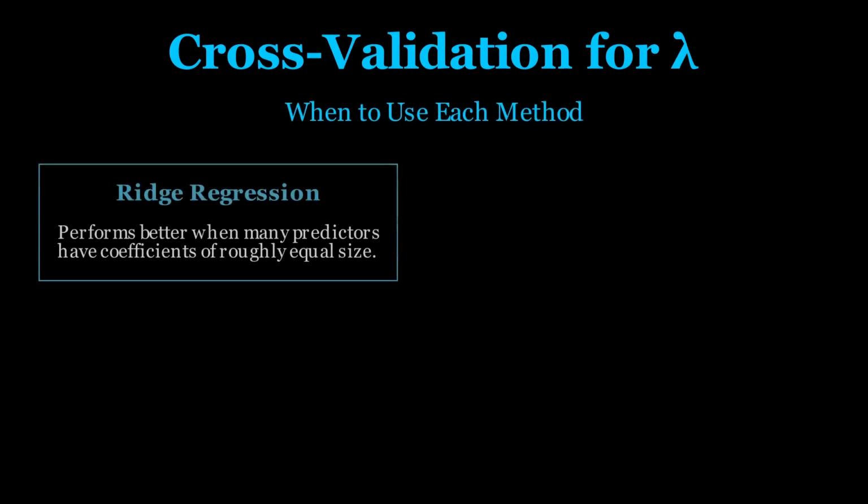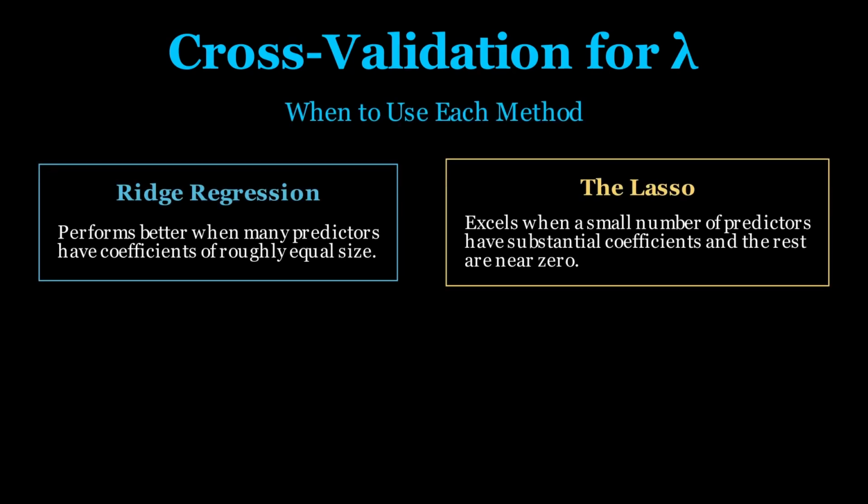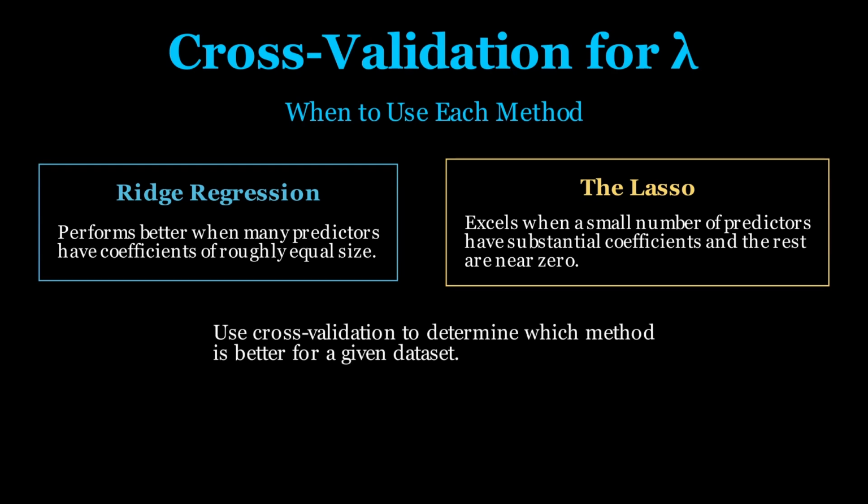In general, ridge regression tends to perform better when many predictors have coefficients of roughly equal size. The lasso excels when only a small number of predictors have substantial coefficients and the rest are near 0. Since the number of relevant predictors is not known beforehand, cross-validation can be used to determine which approach, ridge regression or the lasso, is better suited for a particular dataset. And that wraps up our 2-part look at shrinkage methods.